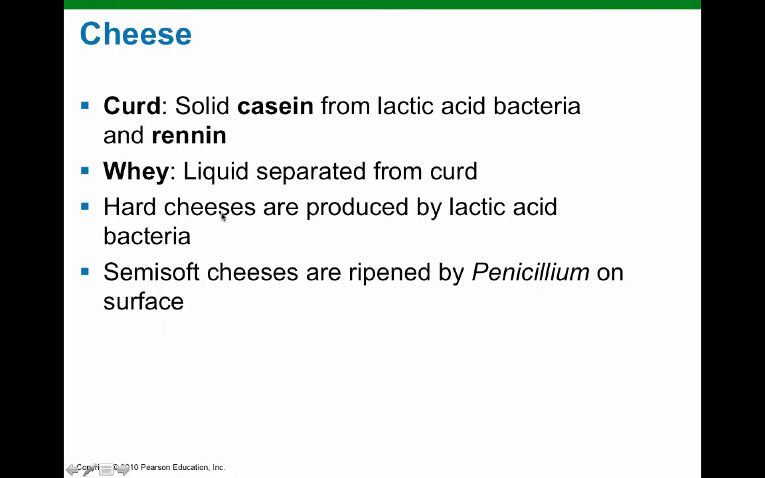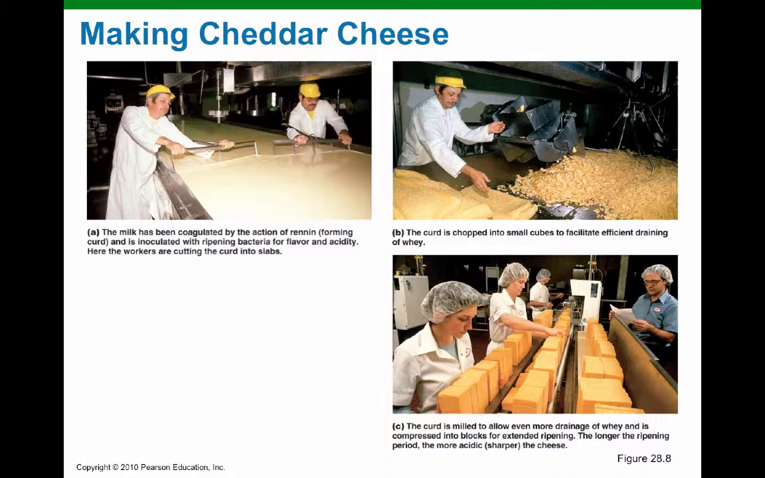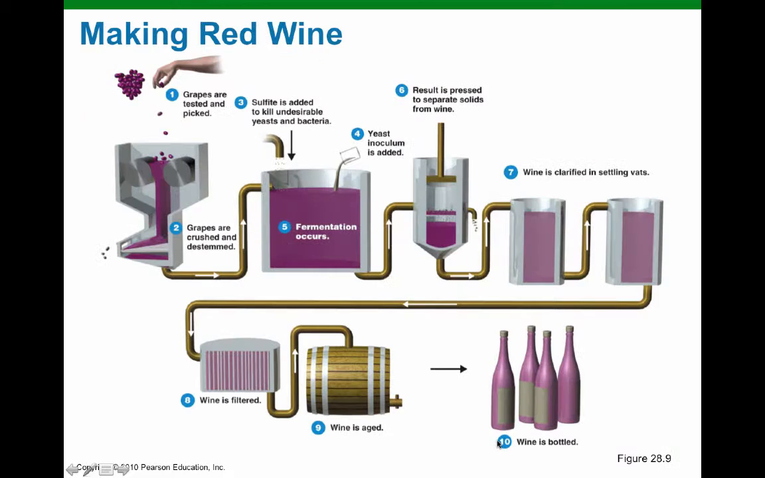And typically the hard cheeses are produced by lactic acid bacteria, whereas the semi-soft cheeses can be additionally ripened by a fungus, so Penicillium on the surface. And so this is just a few images at the various stages here, so separating out the curds from the whey here. And then the curd is milled to allow for even more drainage of the whey and then compressed into blocks for ripening. The longer that the ripening period lasts, the more acidic or sharper the cheese will be.